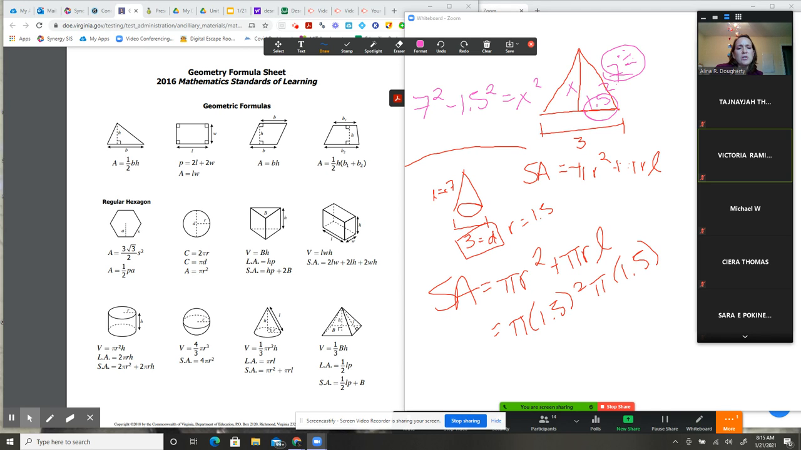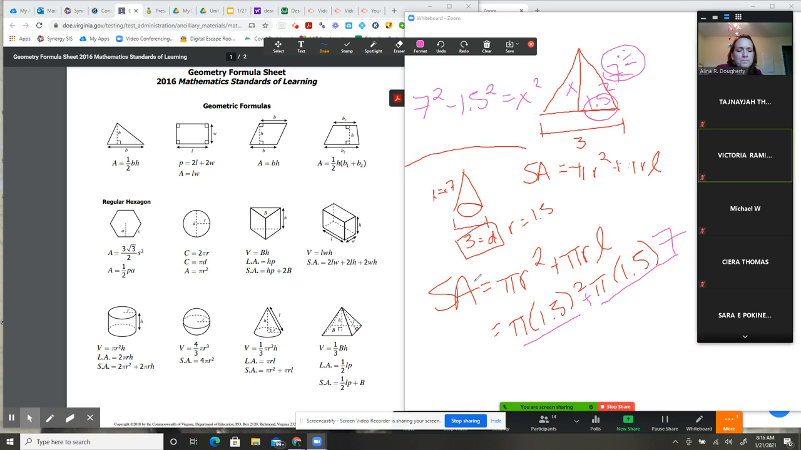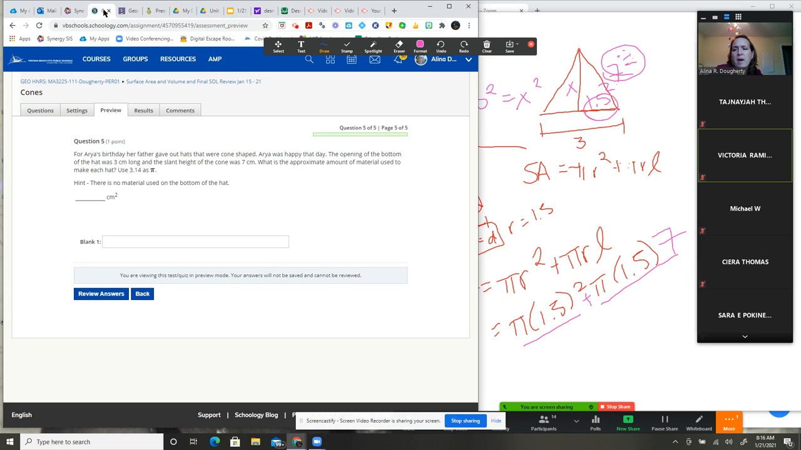Oh wait, you don't even need to do that, do you? Pi r L, that's a 7. I'm making this more difficult than it needs to be. So you just do that function for question number 5.